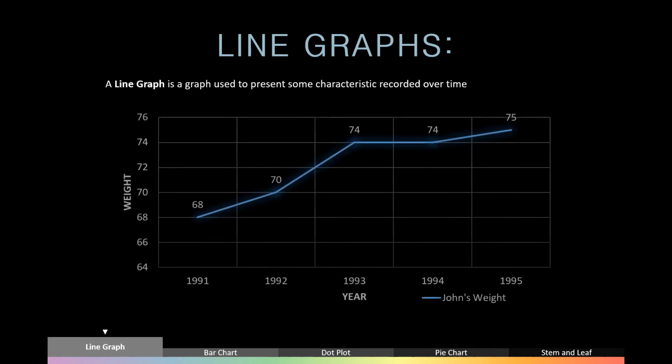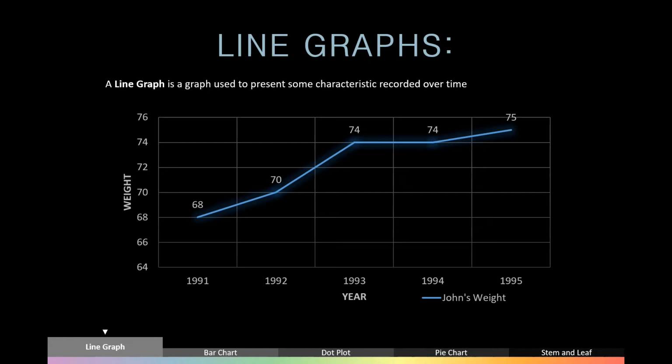So for example, if you look at the graph on your screen, what we're doing is we're recording John's weight over 5 years, where John's weight is in kilograms. Now, the first thing that's going to pop out to you when you look at this graph is that John's weight is in fact increasing across the 5 years.